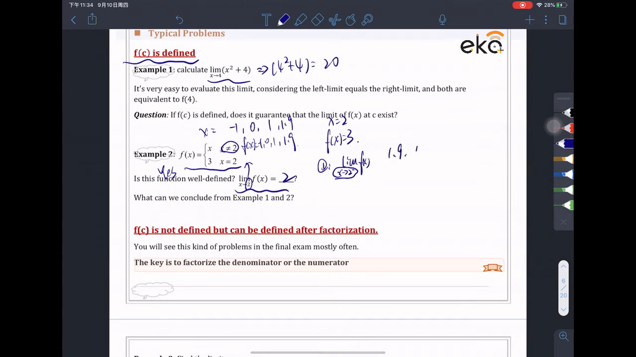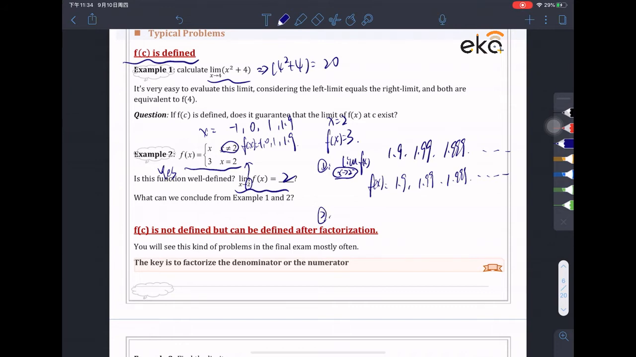1.9, 1.99, 1.999, and so on. Therefore, the f(x) value is 1.9, 1.99, and 1.999, and so on. Therefore, the function value is approaching 2.